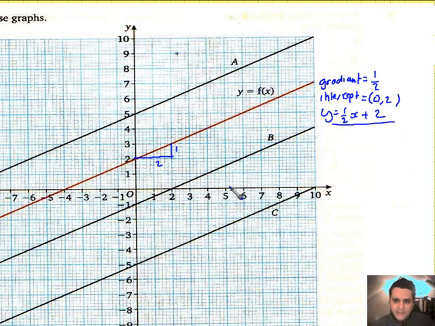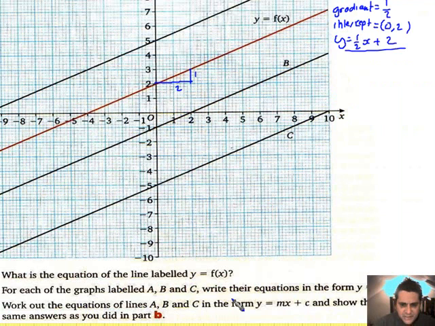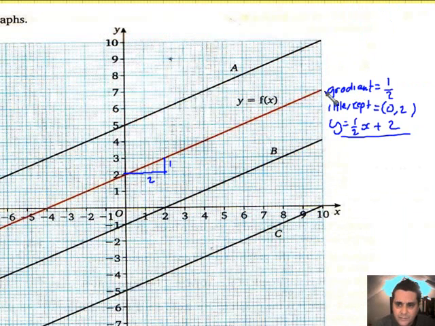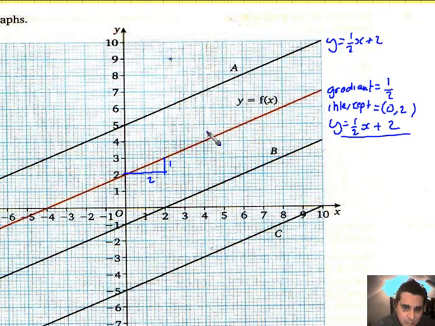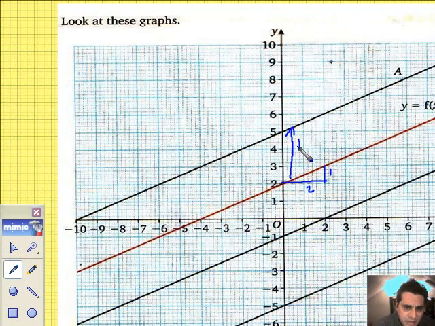Lovely. That's that one. And then it says for each of the graphs A, B and C, write their equations in the form f(x) plus a. Well, here is the ordinary function, y equals half x plus 2. That's my basic untransformed function. But look what's happened. It's been raised up from 2 to 5. That's another plus 3 units.